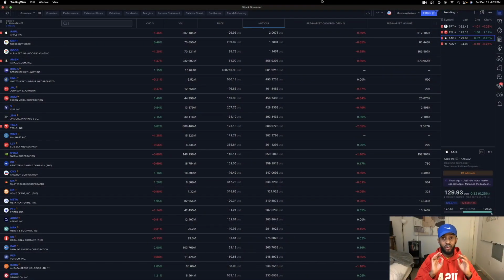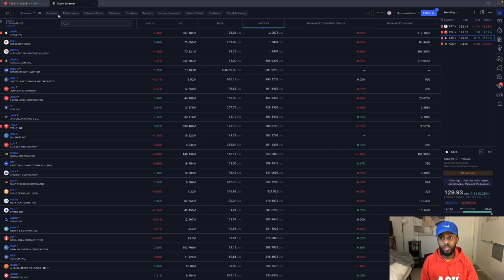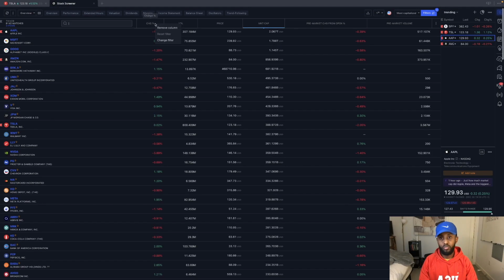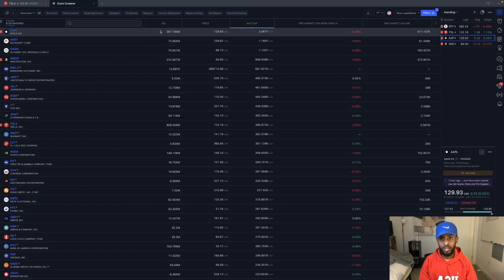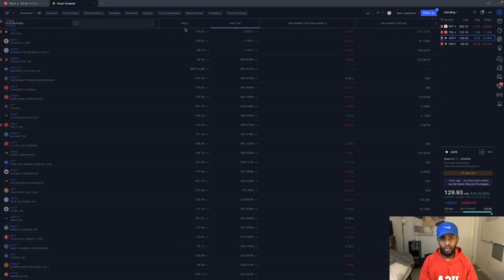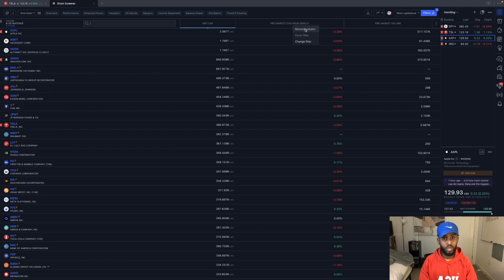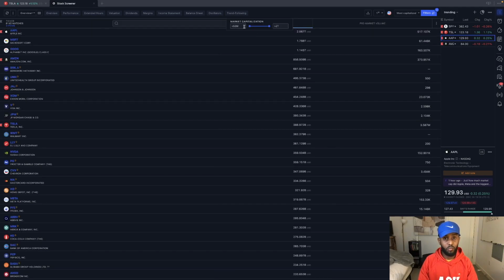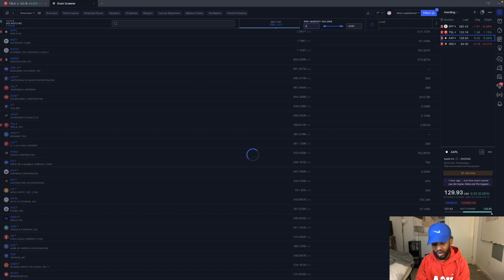Alrighty, so the very first thing that I do is I look for a stock that I want to trade. So I jump onto TradingView and I jump onto the stock screener portion of TradingView and I remove all of these widgets right here. And the only one that I leave is market cap and pre-market volume. So for our market cap, we're looking for stocks that have a lot of shares that is being traded. So we want a market cap greater than 25 billion. And for pre-market volume, we're looking for a volume that is greater than 500K.